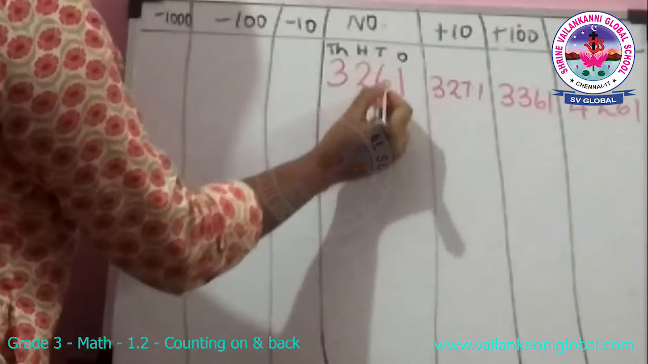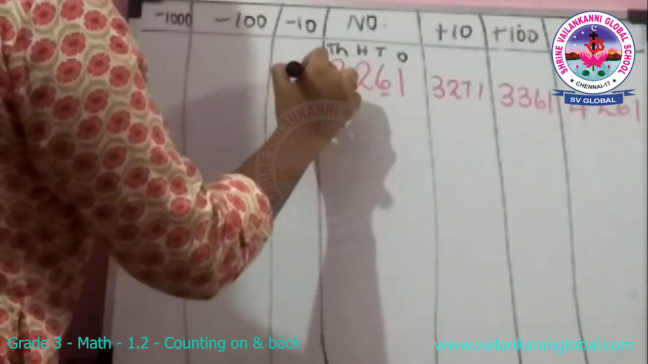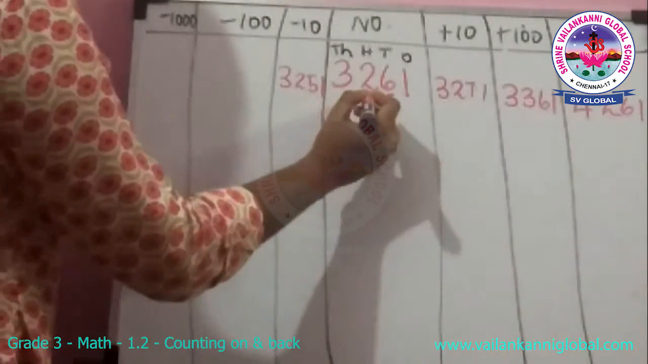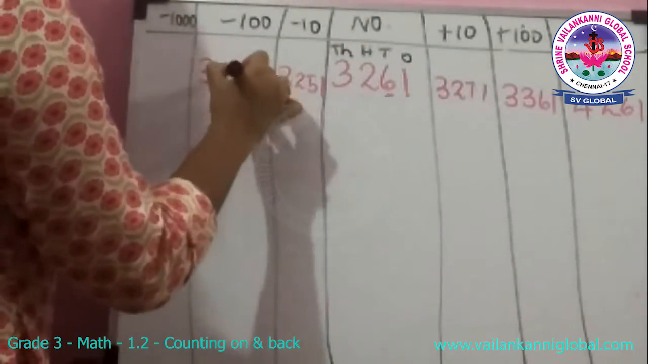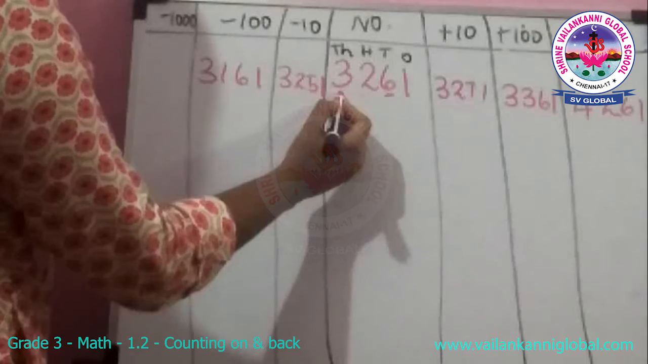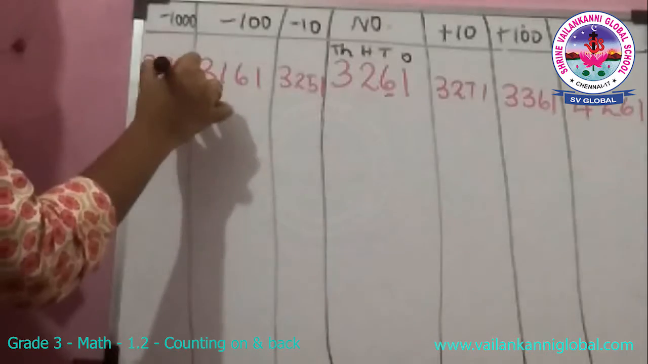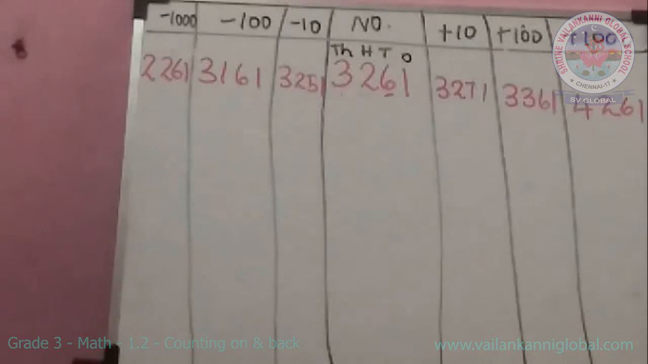Similarly, if you want to subtract 10, where is 10? Here it is. So this becomes 1 less, that means 5. So 3251. You subtract 100, which is the 100's place here? 200. So when you subtract 100, it becomes 100. 3161. Now again you are going to subtract 1000. Where is 1000? Here. So when you subtract 1000 from 3000, it becomes 2000. 2261. So this is how you can add or subtract tens, hundreds, thousands very easily if you know the place value. Thank you.